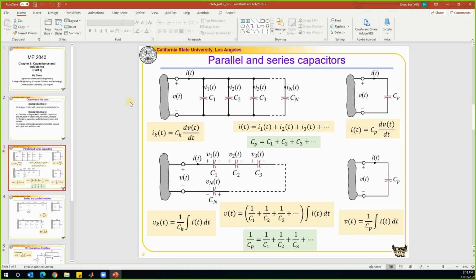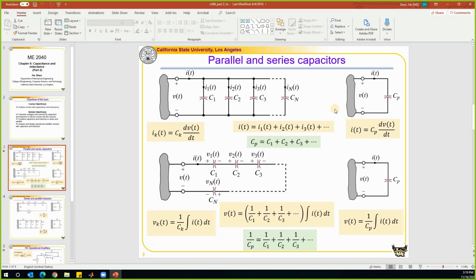First, let's look at how we can simplify networks of capacitors and inductors. Let's look at the first case when we have several capacitors in parallel. Since these are in parallel, current going into this node is equal to the current leaving the node. There are several currents leaving this node, I1, I2, I3, until In. So we have this relationship: IT is equal to the summation of all these currents leaving this node.